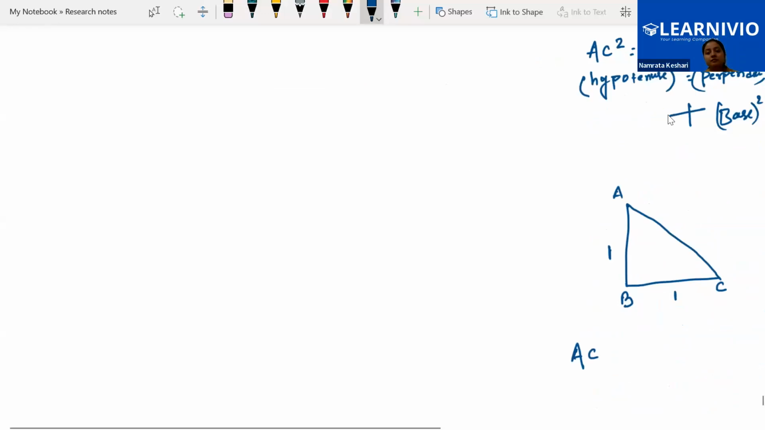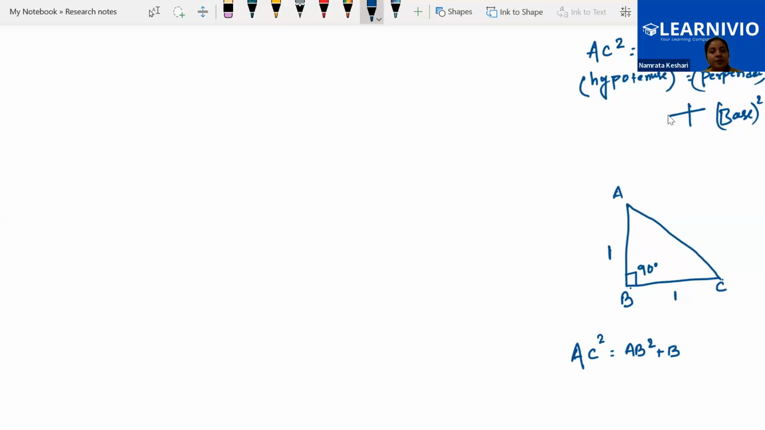Ma'am, 2 square. Okay, what is the formula? Formula is AC square is equal to AB square plus BC square. Yes, Shad, I have taken a right angle triangle ABC where B is of 90 degree. Okay, I have taken side AB as 1 unit, side BC as 1 unit. 1 unit means you can say it's 1 centimeter, 1 centimeter.